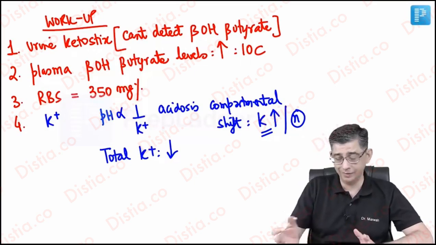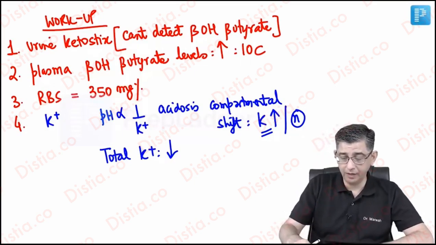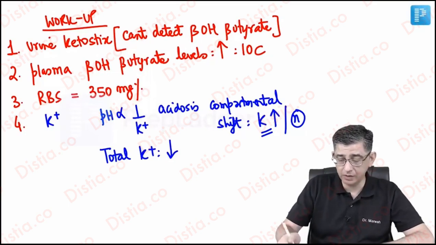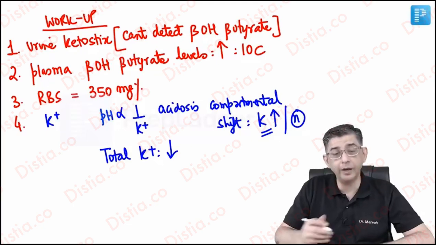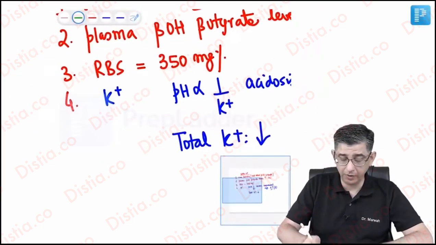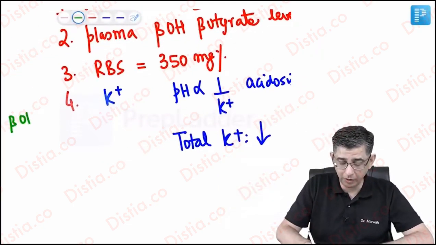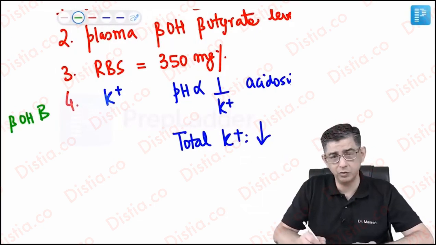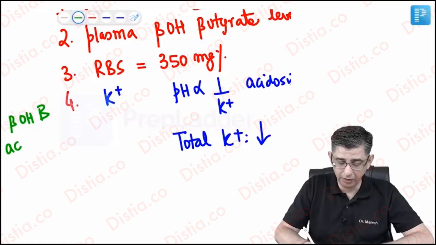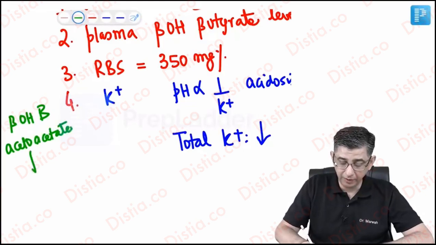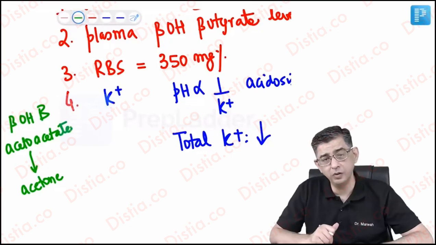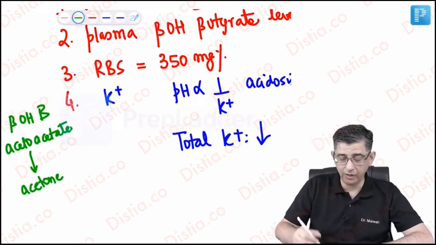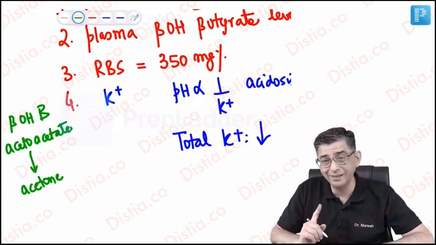Now, before I go to the next electrolyte, they have asked which ketone body levels can be normal in diabetic ketoacidosis. Very surprising question. I said there are three ketone bodies: beta hydroxybutyrate, I just used a short form here. Another one that is present is acetoacetate, which is converted into acetone, and then acetone can be excreted in the breath of the patient.